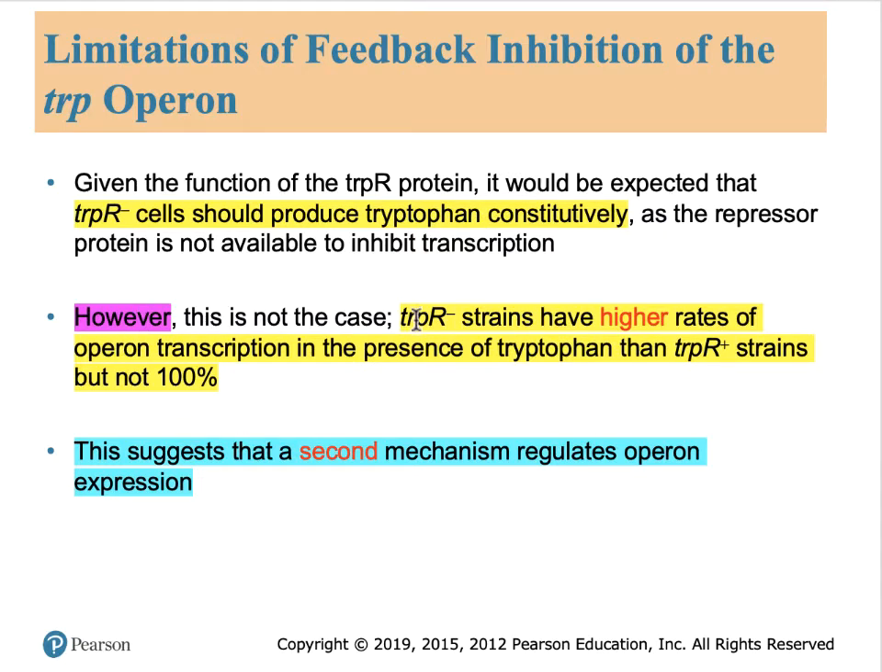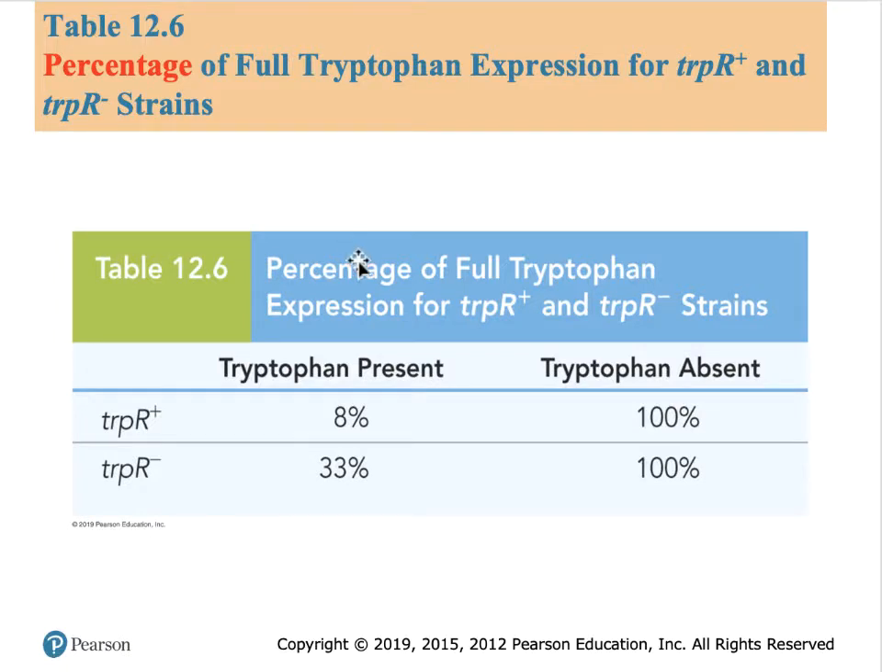What they discovered in these trpR minus strains was a higher rate of operon transcription in the presence of tryptophan than in trpR plus strains. Table 12.6 shows this data. So if tryptophan is present inside the cell, then we do not need to make any more tryptophan. The wild type cell, the one that has a normal trpR repressor gene, is active at this leaky level of 8%. But for the same cells, when tryptophan is absent, then they need to start making their own tryptophan, and that switch turns up the operon to about 100% of its capacity.